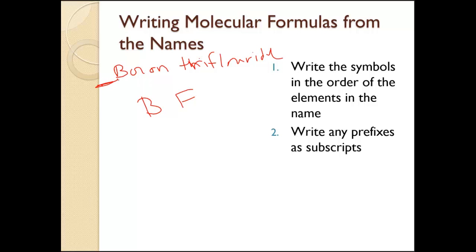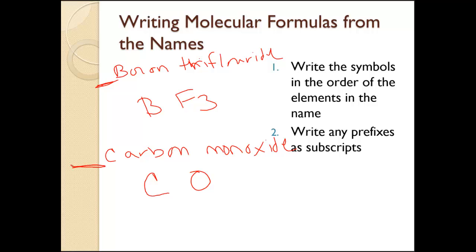We can also do an example of carbon monoxide, something you're probably familiar with. Carbon is C, oxide comes from oxygen, ox. No prefix here, so it's an invisible 1. Mono means 1, so it's just CO. And that is what you should have learned in your second week of Chem 119.